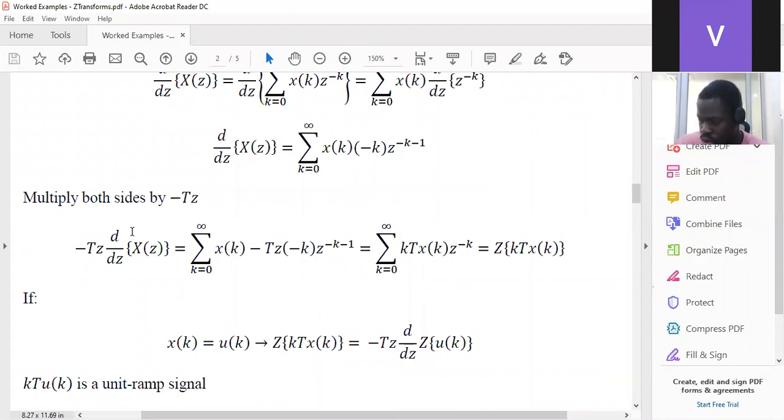So let's just multiply it. I moved that edge because of that question. When we multiply by minus tz, we multiply both sides by minus tz.